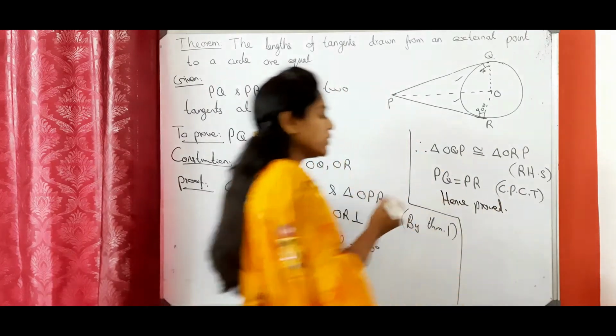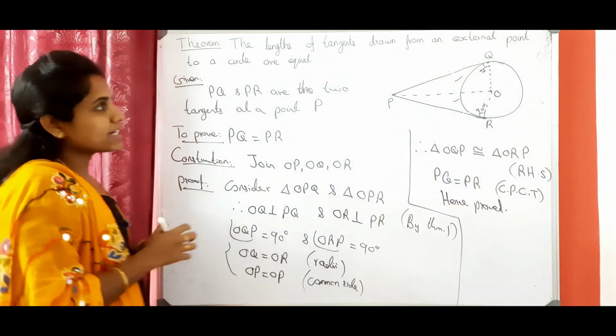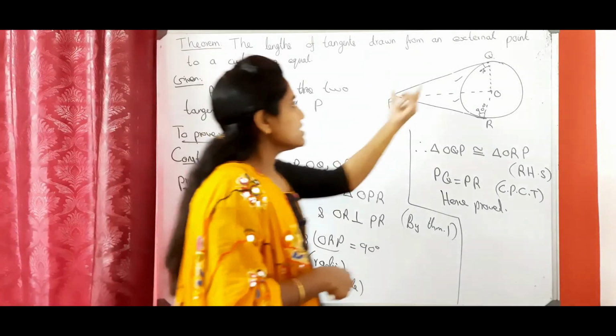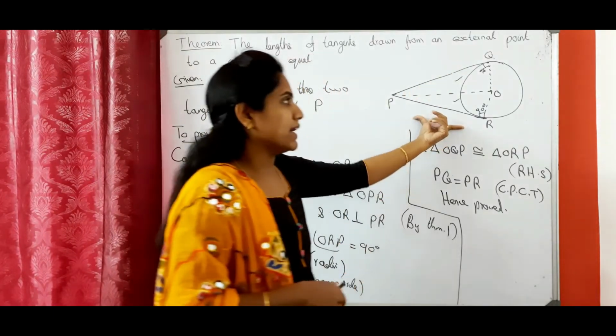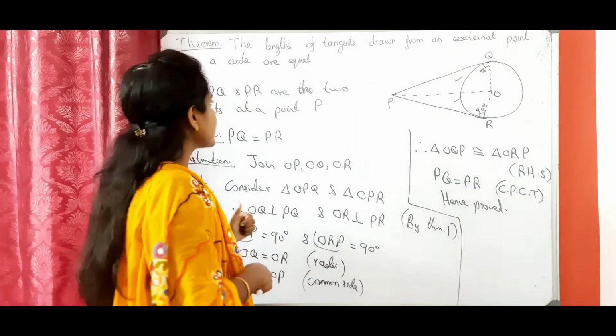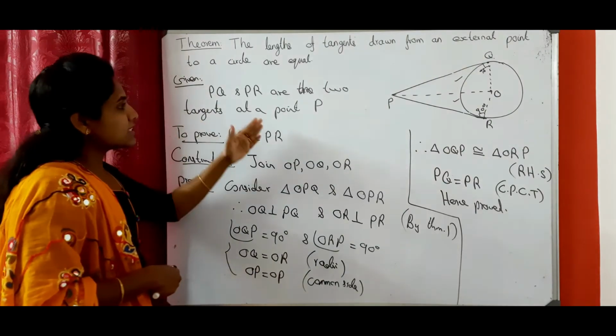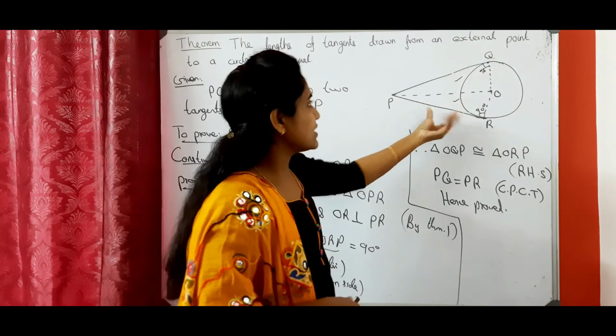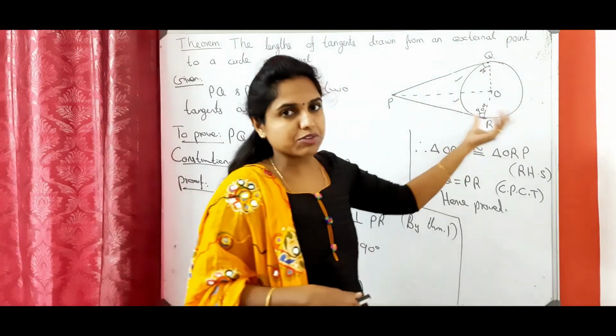Let me explain one more time. We need to prove that the lengths of the tangents drawn from an external point to a circle are equal. That means we have to prove that PQ equals PR. This is given. What is given? PQ and PR are the two tangents to the circle from a point P. Next we need to prove that these two lengths are equal, that means PQ equals PR. We have to prove that.